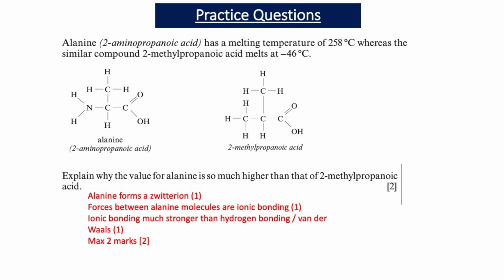So alanine forms a zwitterion. Forces between alanine molecules are ionic bonding, and ionic bonding is much stronger than the intermolecular forces you would have in 2-methylpropanoic acid, which are hydrogen bonds and van der Waals. So there's 3 really important points here, but in this exam question they only gave you a maximum of 2, and you could have any 2 of those points for the 2 marks.